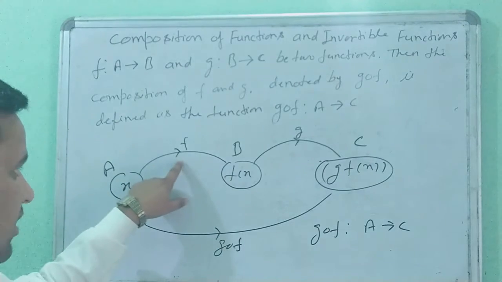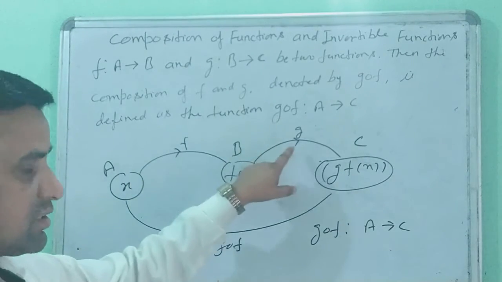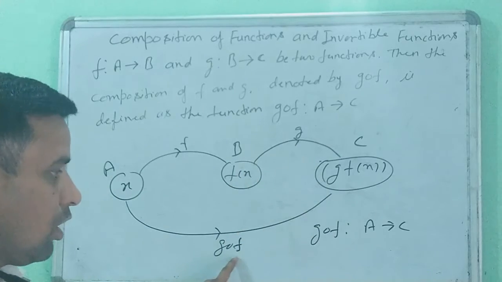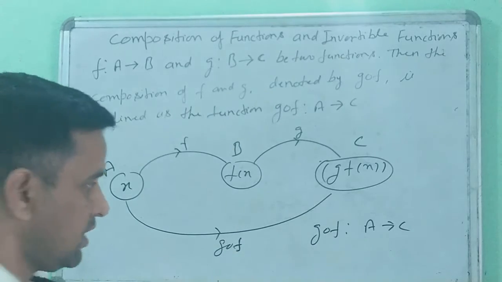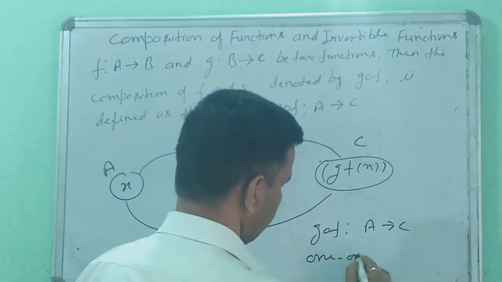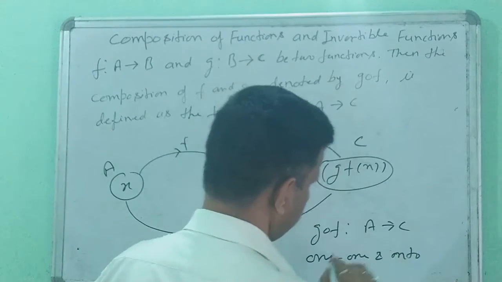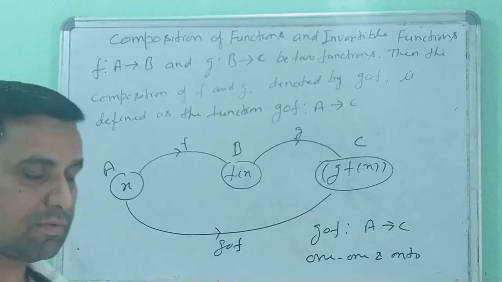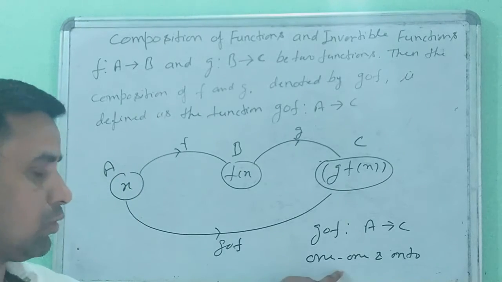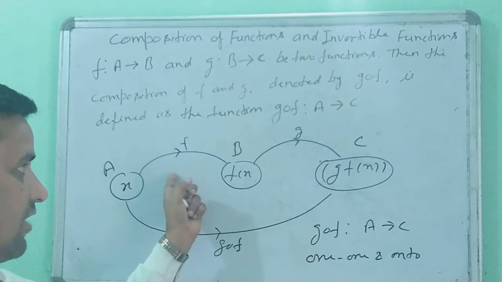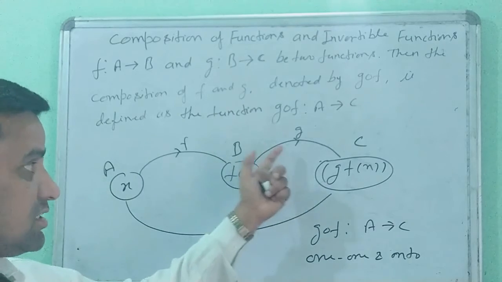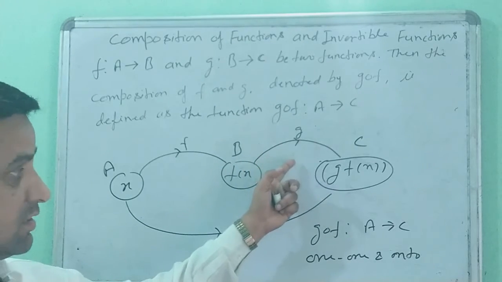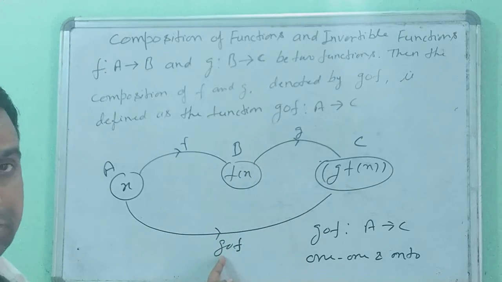So when function f is 1-1 onto and function g is 1-1 onto, then GOF will always be a 1-1 onto function. But suppose the condition given is the reverse of this: GOF is 1-1 onto, but it is not always true that f and g are 1-1 onto functions. If the condition is that f and g are 1-1 onto functions, then you can find the result that GOF is always a 1-1 onto function.